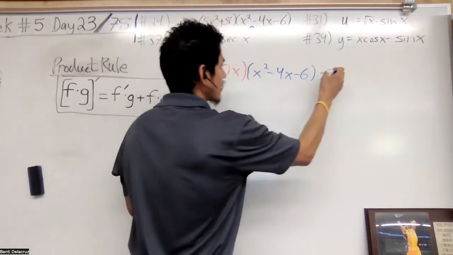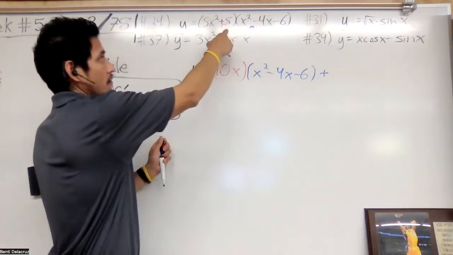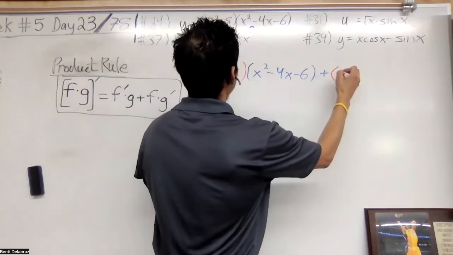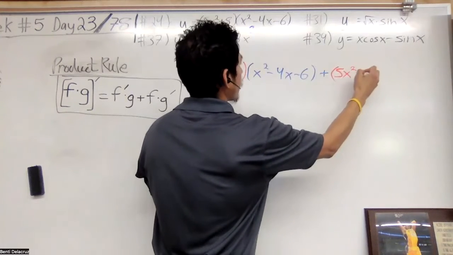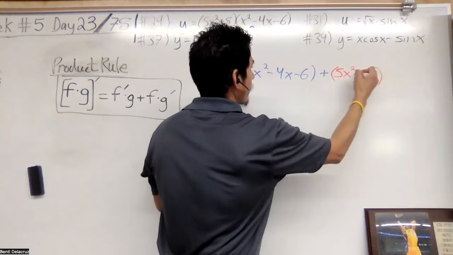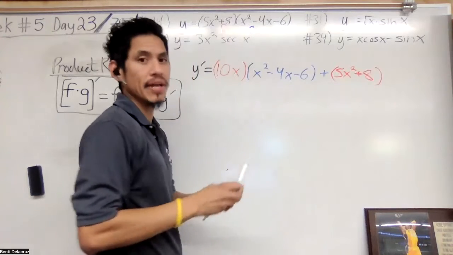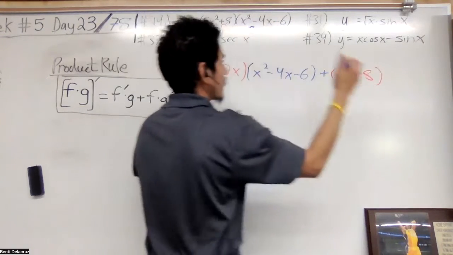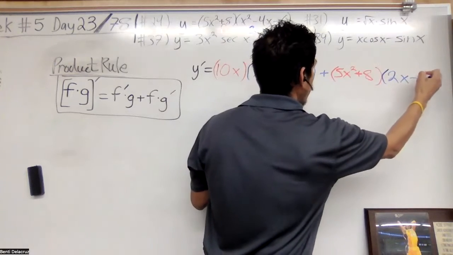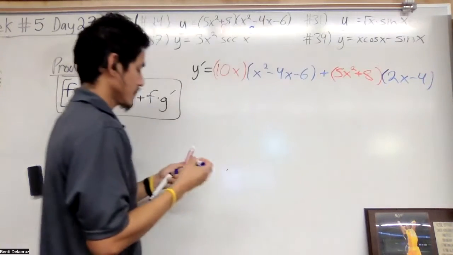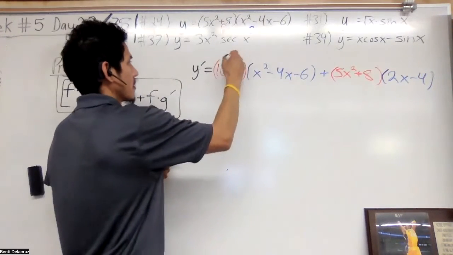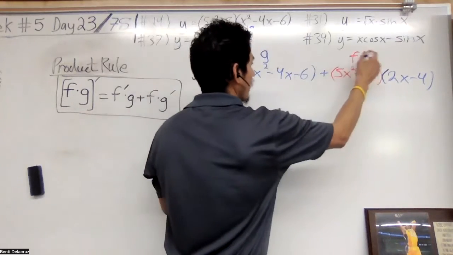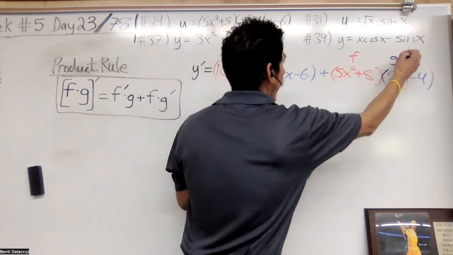And then add this to f. So keep f the same. So keep it as plus 5x squared plus 8. And then multiply it by the derivative of g. So multiply by the derivative of this, so 2x minus 4. So again, here's your f prime, here's your g, and here's your f, and here's your g prime.